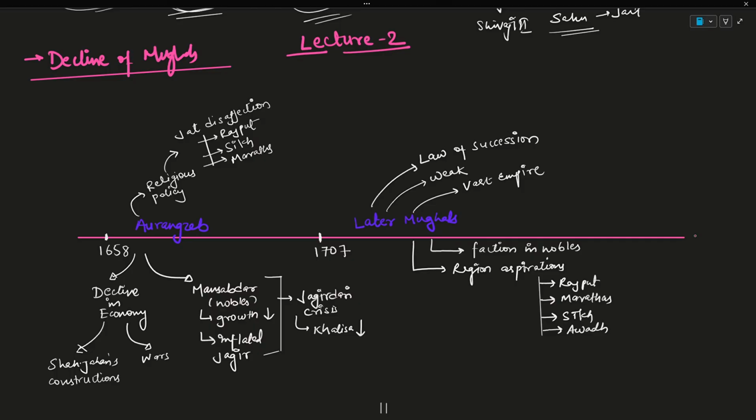Let me take a color in which things would be pretty good. Yeah, so decline of later Mughals. First, we will discuss what basically happened in the tenure of Aurangzeb that leads to decline.